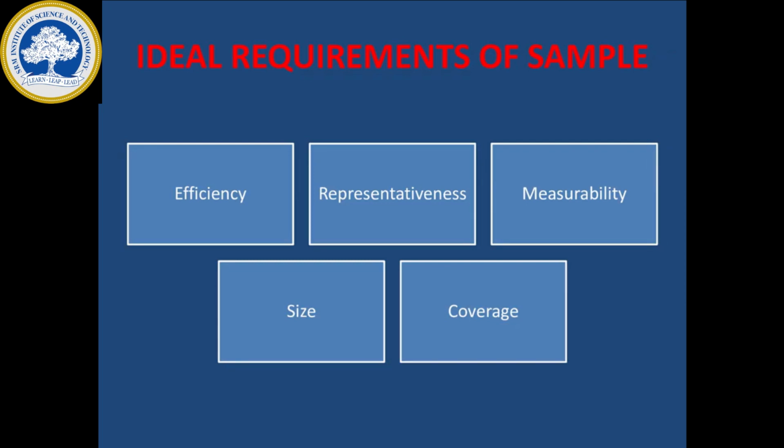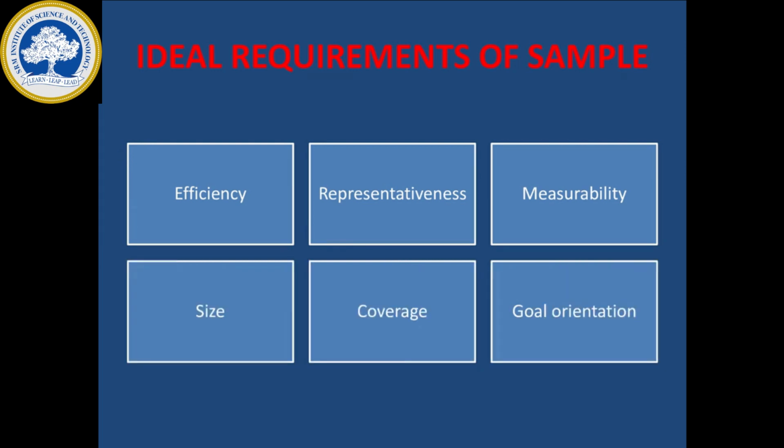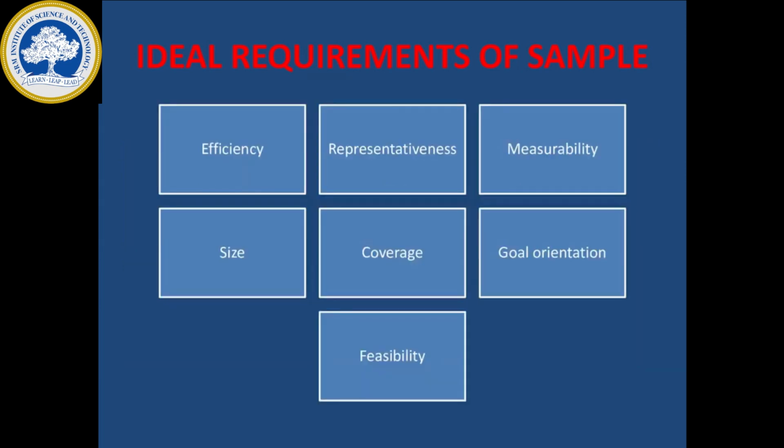Next, moving on to goal orientation. Sample selection should be oriented towards the study objective and research design. So always your goal should be what the objective of your study is and what your research design is. That should be your goal orientation. Seventh, feasibility. The design should be simple enough to be carried out in practice. So whenever you perform a study, it should be good enough that it will be applicable to your practice.